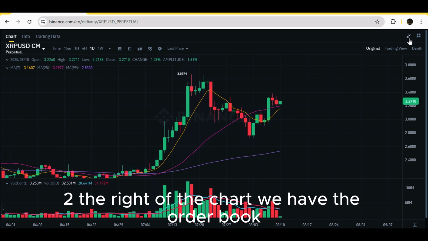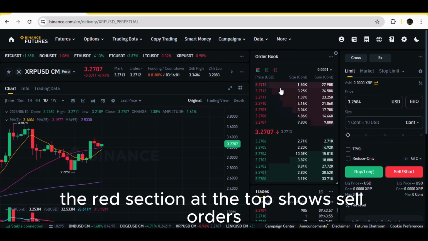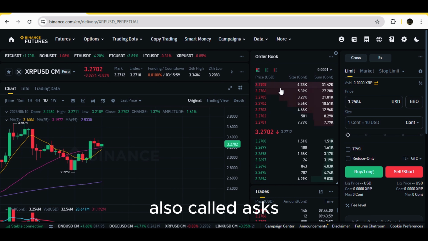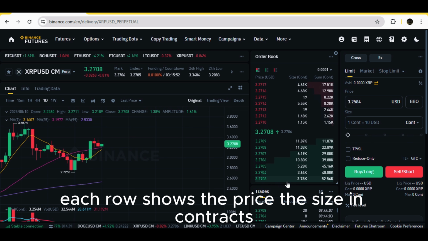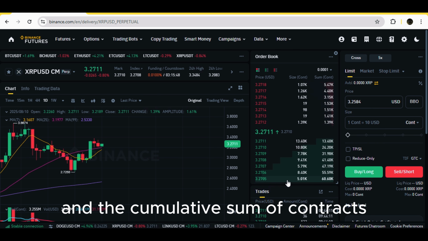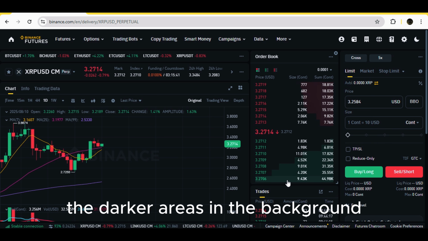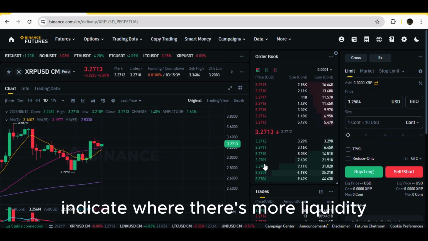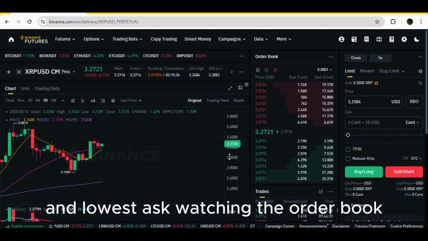To the right of the chart, we have the order book. The red section at the top shows sell orders, also called asks, and the green section below shows buy orders, or bids. Each row shows the price, the size in contracts, and the cumulative sum of contracts at that price level. Here, one contract equals $10 in value. The darker areas in the background indicate where there's more liquidity. The current market price sits between the highest bid and lowest ask.